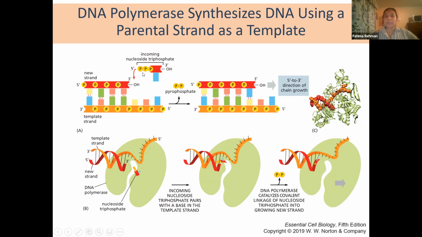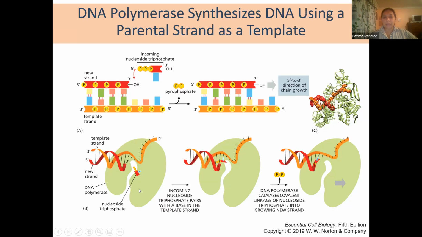At that point, it is going to release a pyrophosphate. So it's a catalytic reaction. It requires energy input, and not just one, but two phosphates to be broken off. And while this bond is getting made, the 5' end of the incoming nucleoside will attach to the 3' hydroxyl from the one before. And that is how you will grow that strand in the 3' direction.